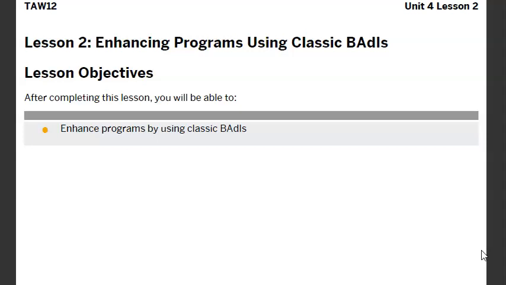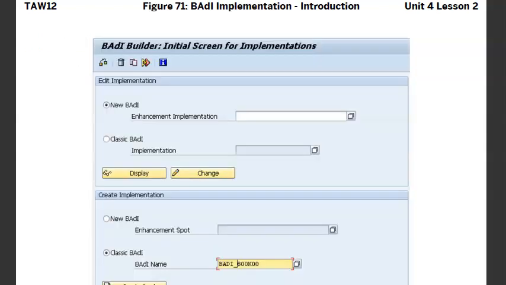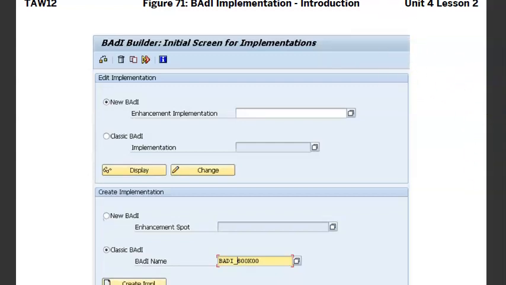Now, in the coming session, we'll be discussing enhancing programs using the classical BAdIs. How do we do that? Just now we have seen the process, right? So let's see that now. Here, this is what we have done. Now we have found out a particular BAdI definition name. In which transaction have we seen that? We have seen it in SE18, and the transaction we are seeing on the screen is SE19.